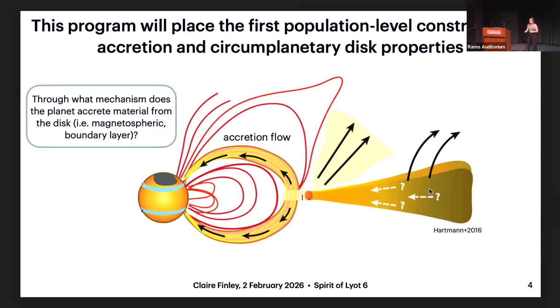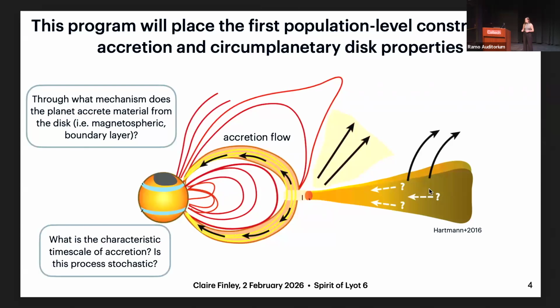To put some of the goals of this program into a more tangible context, I'm showing a diagram here of accretion from a disk onto a pre-main sequence star, which we can use as a proxy or a basis for how this might look in the planetary mass regime. So some of the questions that we can ask with this program are, through what mechanism does gas accrete from the disk onto the central planet? Does this follow the magnetospheric accretion paradigm like what's shown for this star here? Or does it look something more like the boundary layer accretion paradigm?